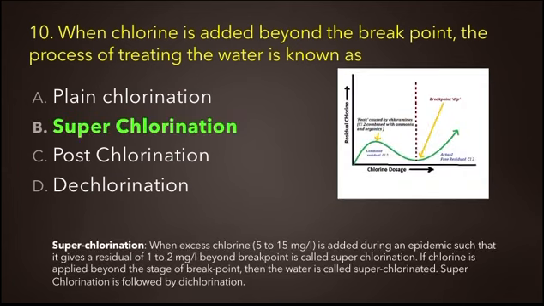Superchlorination. Superchlorination is when excess chlorine, 5 to 15 milligrams per liter, is added during an epidemic, such that it gives the residual of 1 to 2 milligrams per liter beyond the breakpoint, is called superchlorination. If the chlorine is applied beyond the stage of breakpoint, then the water is called superchlorinated. Superchlorination is followed by dechlorination.